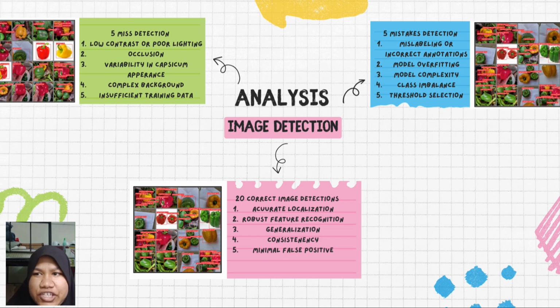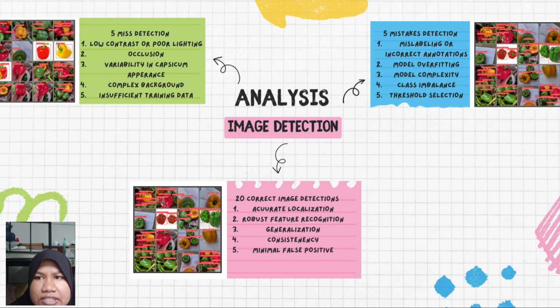Next, 5 main detection challenges: low contrast or poor lighting, occlusion, variability in capsicum appearance, complex background, and insufficient training data. Variability in capsicum appearance: objects may vary in color, shape, and size, leading to variability in their appearance across different images. If the model has not been trained on a diverse range of capsicum variations, it may struggle to detect them accurately. If the YOLO V8 model has not been trained on a sufficiently large and diverse dataset of capsicum images, it may lack the necessary knowledge to accurately detect capsicum objects in real-world scenarios.